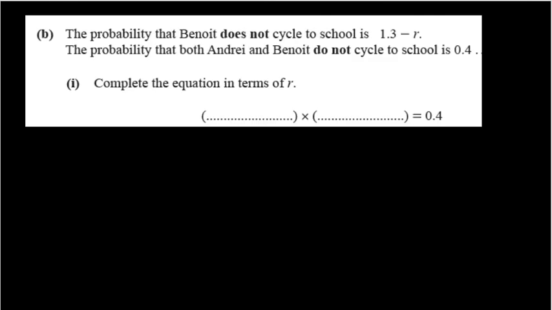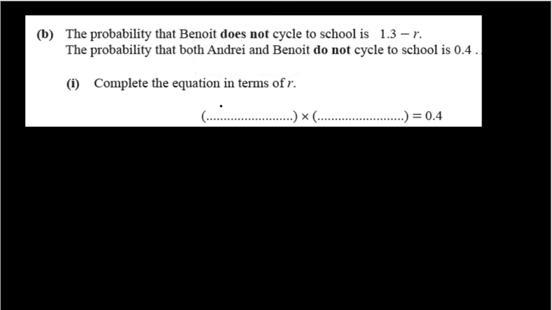The second question says the probability that Benoit does not cycle to school is 1.3 minus R. This is another person. And the probability that both Andrei and Benoit do not cycle to school is 0.4. So complete the equation. Since it is independent probability, we are going to multiply the two probabilities. So the result will be 0.4, obviously given to you. So what do we do here? 1 minus R times 1.3 minus R is equal to 0.4. That is the answer.